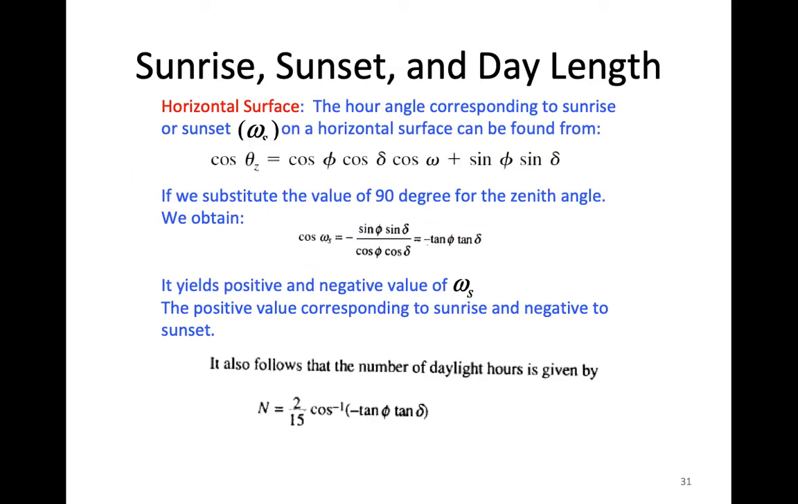Now, based on the angles that we have studied, sunrise, sunset, and day length can be calculated. For the horizontal surface, the hour angle corresponding to sunrise or sunset can be found from this equation. If we substitute the value of 90 degrees for zenith angle, we obtain this. It yields positive and negative values of omega s. S represents sunrise or sunset. The positive value corresponds to sunrise and the negative to sunset. It also follows that the number of daylight hours is given by 2 by 15 cos inverse of minus tan phi tan delta.